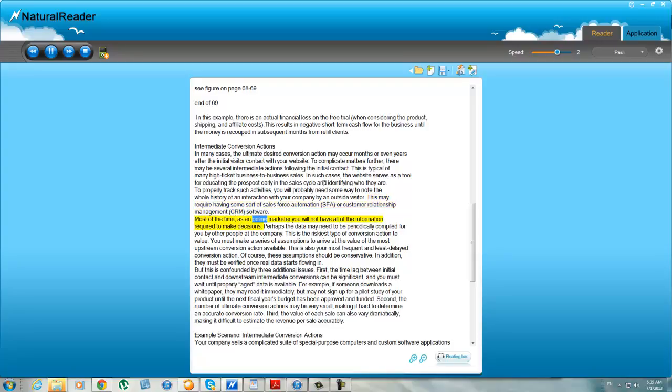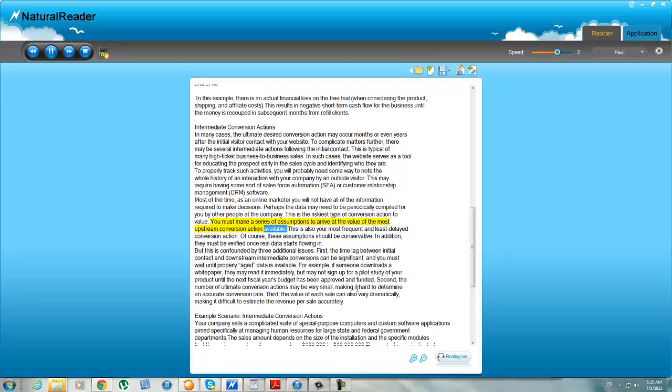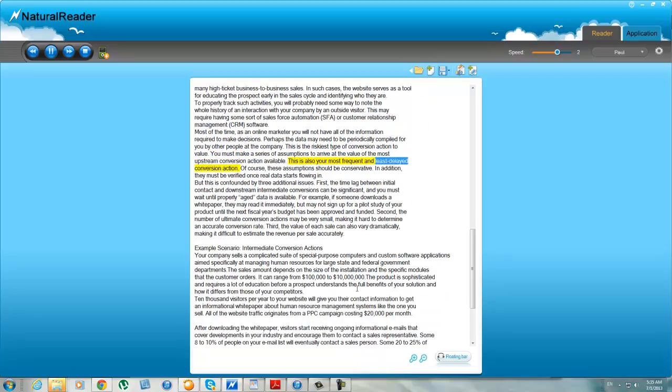Most of the time, as an online marketer, you will not have all of the information required to make decisions. Perhaps the data may need to be periodically compiled for you by other people at the company. This is the riskiest type of conversion action to value. You must make a series of assumptions to arrive at the value of the most upstream conversion action available. This is also your most frequent and least delayed conversion action. Of course, these assumptions should be conservative. In addition, they must be verified once real data starts flowing in.